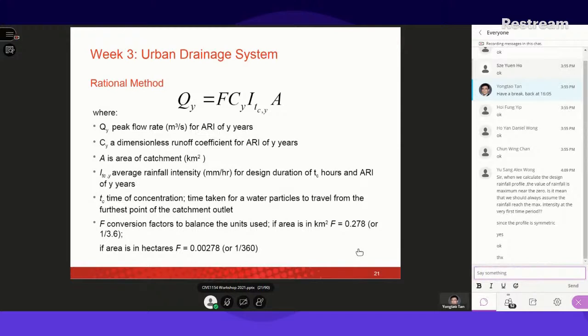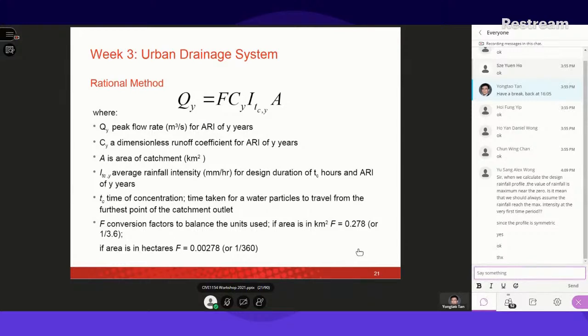Here F is the conversion factor to balance the units. For example, for the area, you may use different units. For example, you can use square kilometers, so F is 0.278. You can use hectares, so F is 0.00278. And C represents the runoff coefficient.